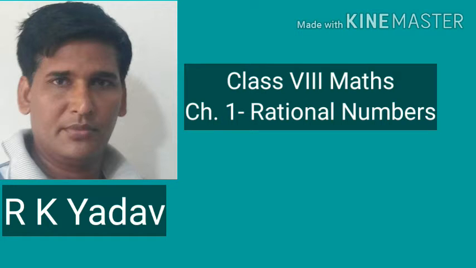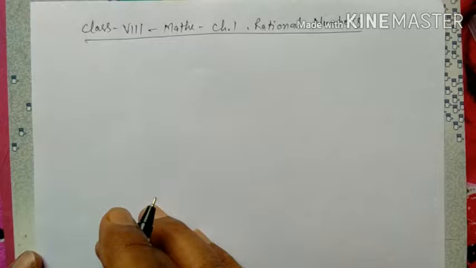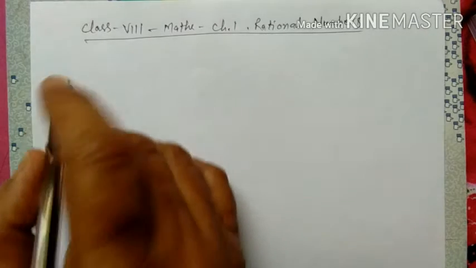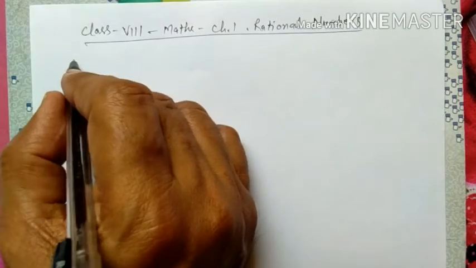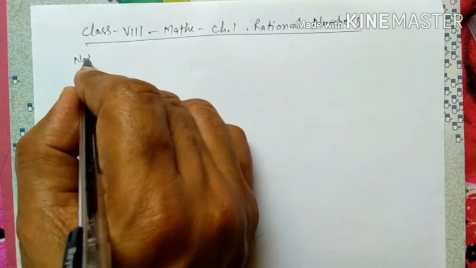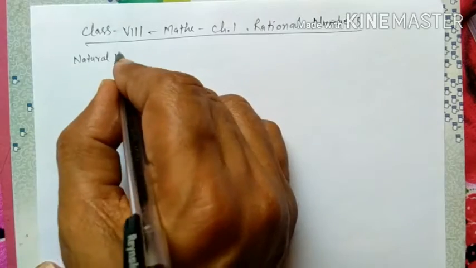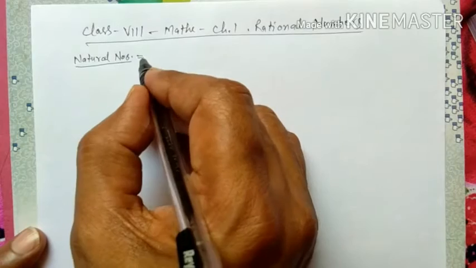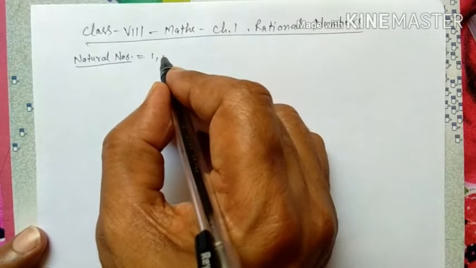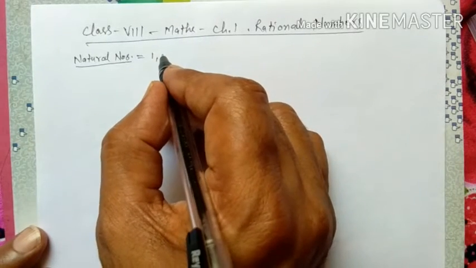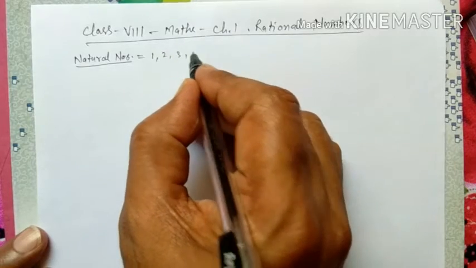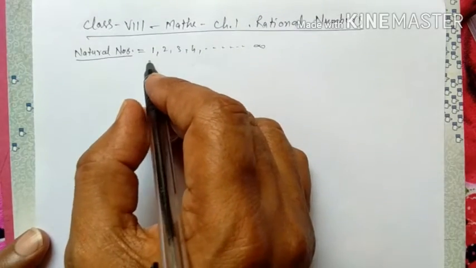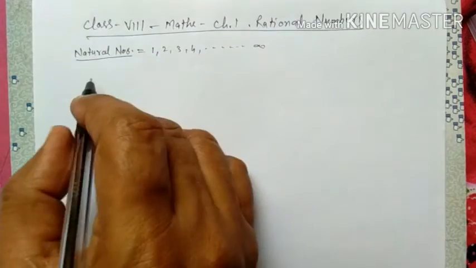Good morning, students. Today we will study rational numbers, chapter one, mathematics of class 8. Let us start from natural numbers. Natural numbers start from 1. These are also known as counting numbers: 1, 2, 3, 4, and so on up to infinity. The smallest natural number is 1 and the greatest natural number is not defined.